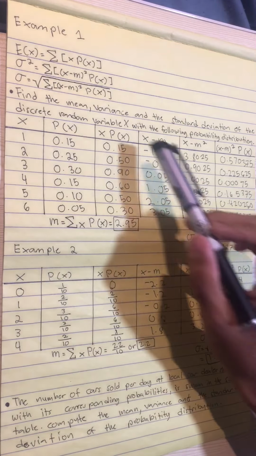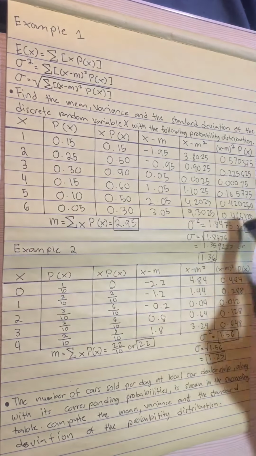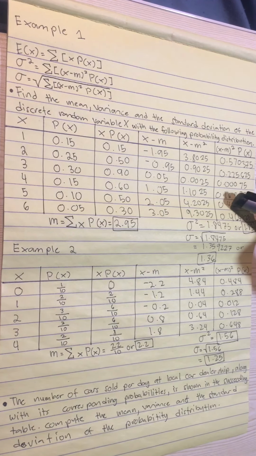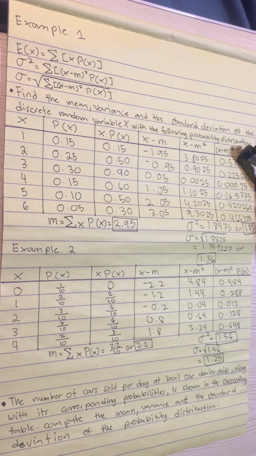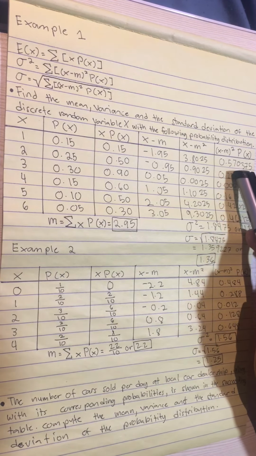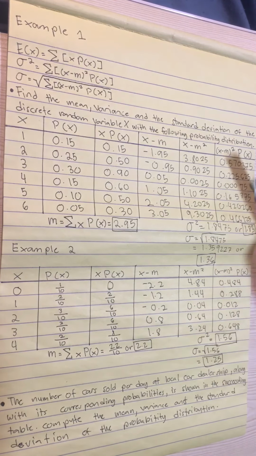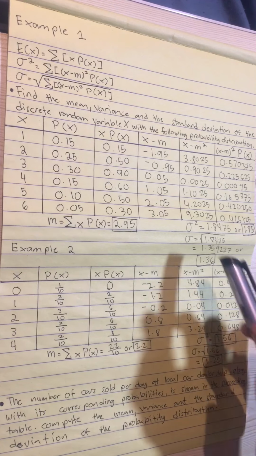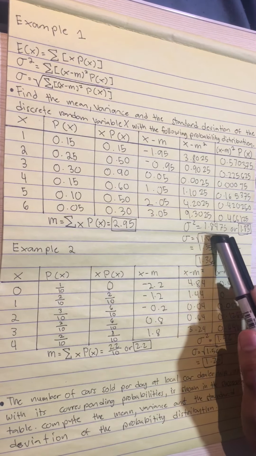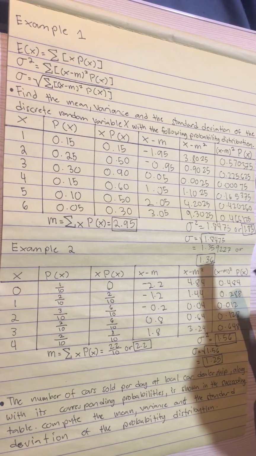For us to get the variance and standard deviation, we need to do the summation. So again, we need to add each value of this column. We need to add this 0.570375, 0.225625, and so on and so forth. And we will get the variance, which is 1.8475, or 1.85 to be exact.